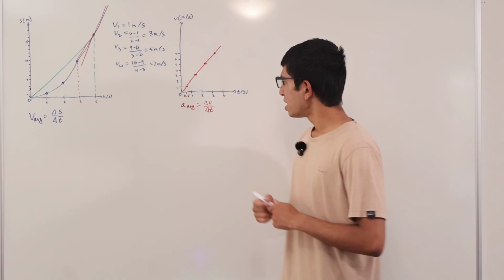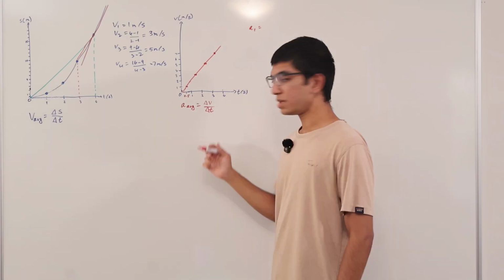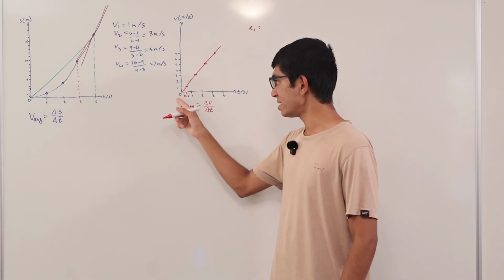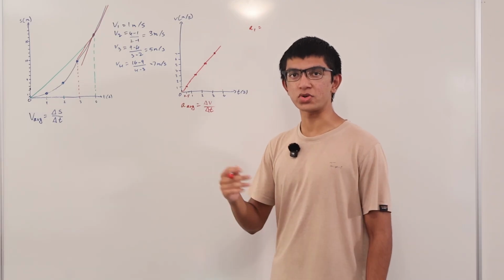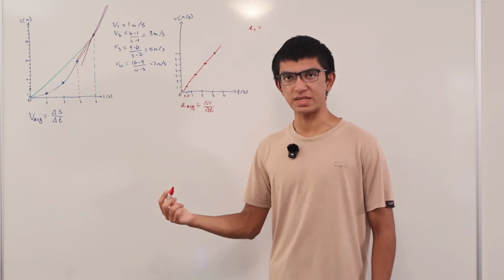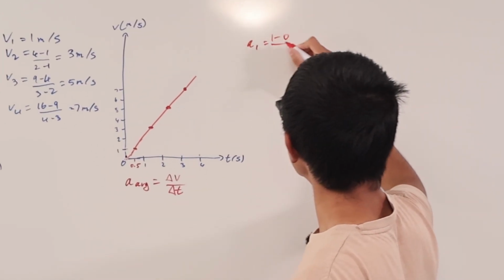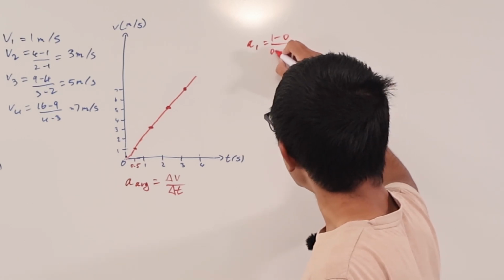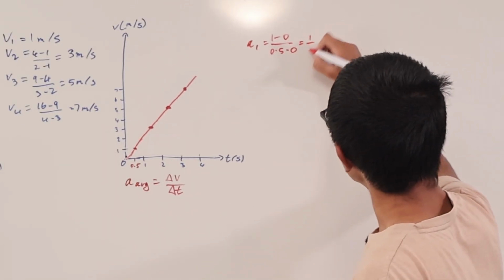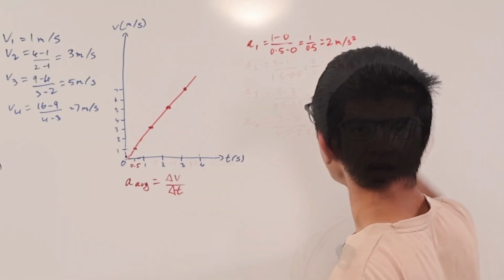But let's see if that's true. My first average, which I'll label as A1, is the average between 0 and 0.5 seconds. Because again, 0 seconds is the first concrete point that I have, and 0.5 is my next best estimate. So, change in velocity is 1 minus 0 divided by 0.5 minus 0. And that gives us 1 on 0.5, which is 2 meters per second squared.